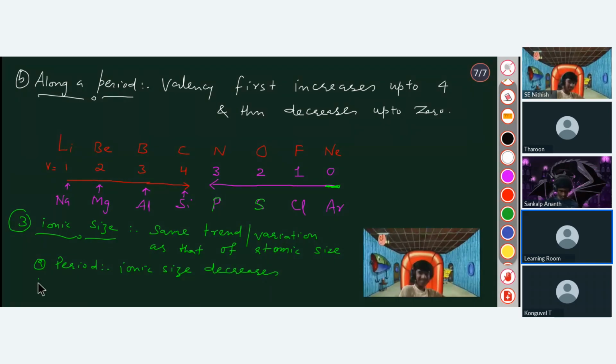And can you tell me what will happen to this ionic size in a group? It will increase. Exactly. Ionic size increases from top to bottom in a group. It will be same as that of atomic size. You have to remember the same trend. Have you noted down this? Shall I move to the next page?